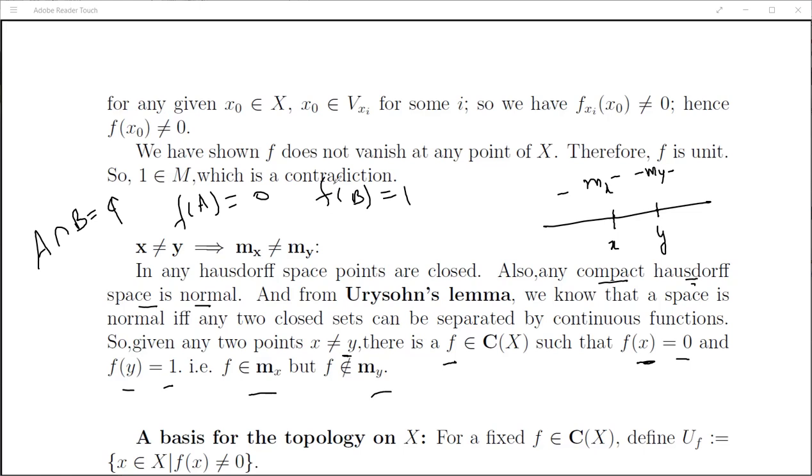So what we have done is that we have classified all maximal ideals. Any maximal ideal is of the form Mx. And then we have shown that if X and Y are two different points, the corresponding maximal ideals are also different.